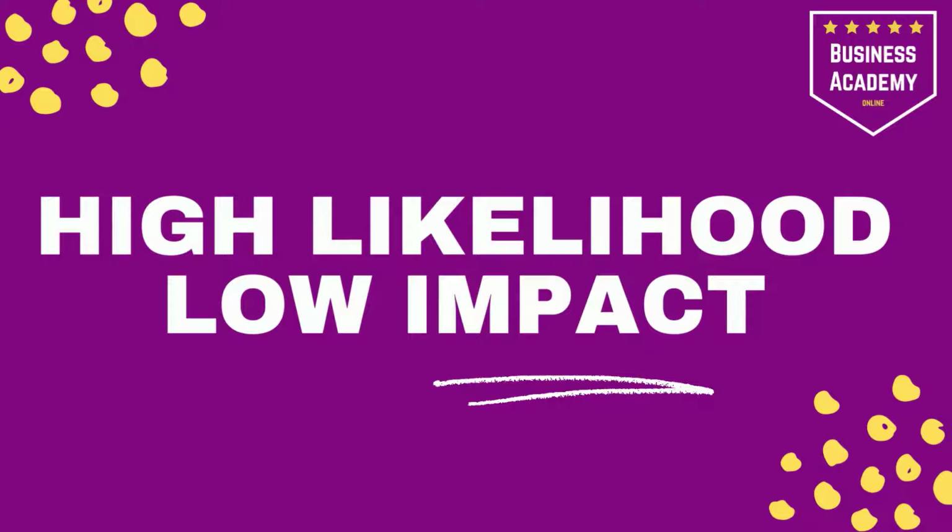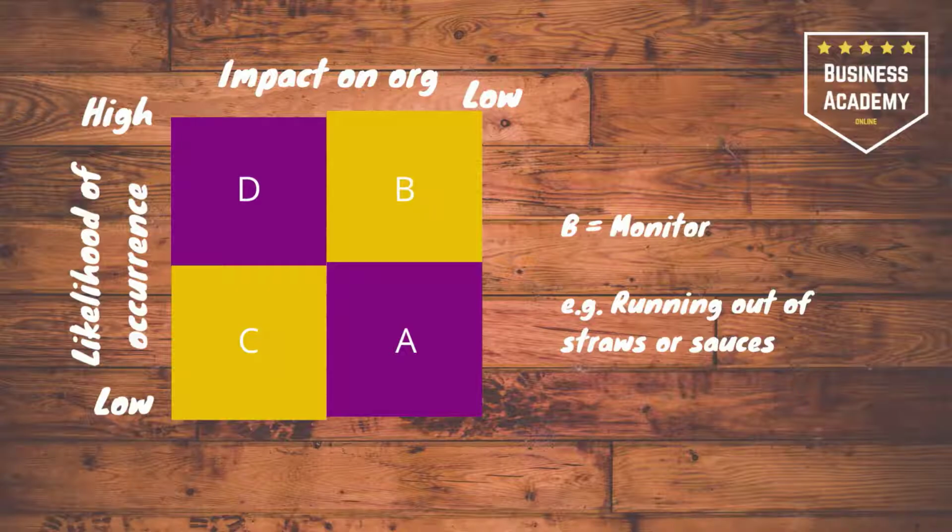The next quadrant is high likelihood, low impact. So this is B. It's something that's highly likely to happen, but if it does, it's not going to have a huge impact on the organisation. So this we just have to monitor. For example, like a burger place running out of straws or the side sauces. Yes, it's not ideal, but you can stock tons in advance and you just keep a monitor of that situation. It's not something that you would need a full-on contingency plan for. And you'd hope customers aren't going to start protesting about a lack of tomato ketchup.